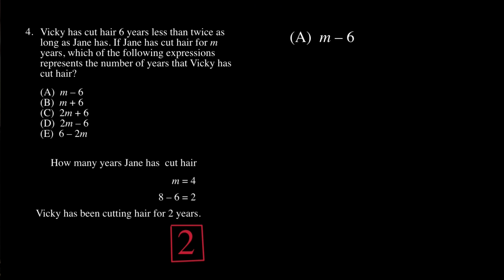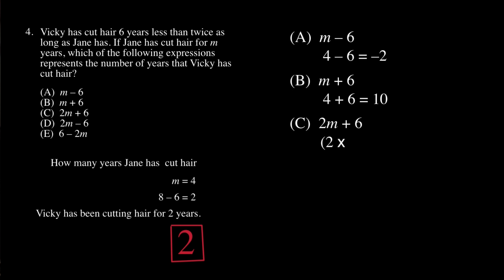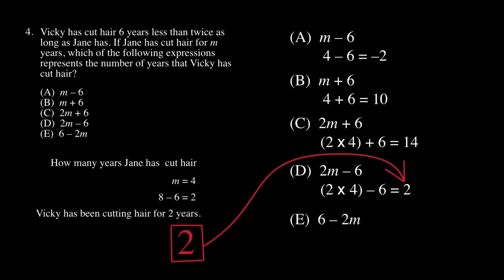A is m minus 6. Well, remember, we threw in 4, so 4 minus 6 is negative 2. That's not 2. And then you plug in for B, 4 plus 6, well, that's 10. That's not 2. You plug in for C, 2 times 4 plus 6. That's not 2. When we plug in for D, we have 2 times 4 minus 6, which gives us 2. Answer choice E, so we're plugging in the 4 for M, 6 minus 2 times 4, which is equal to negative 2. So the correct answer would be D.